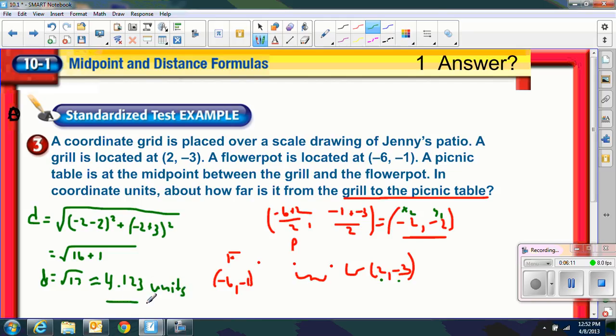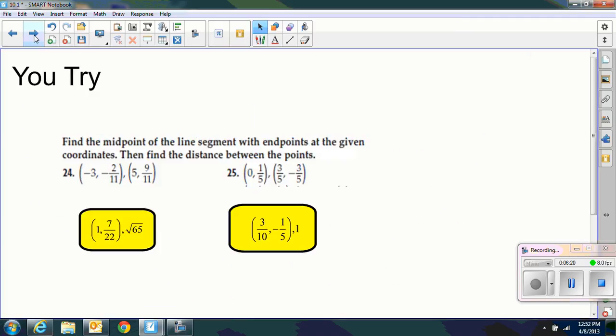And that is the distance formula and midpoint formula. Short and sweet. So I have for you guys here a couple problems to try. Given two coordinates, so coordinates for 24, coordinates for 25, I want you to find both the midpoint and the distance between those values. And again, answers are down here in the yellow box.